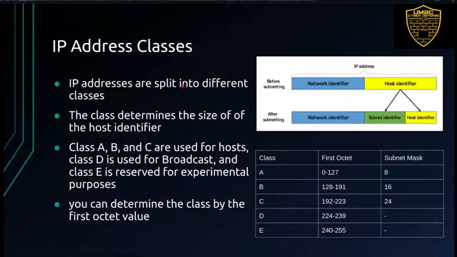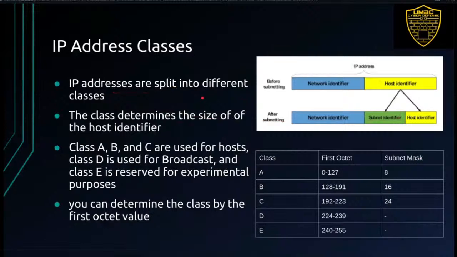IP addresses also have classes. This is just kind of the way it was designed. I'm not exactly sure why. The class determines the size of the host identifier, which is this. The host identifier is basically the part of the IP address that you are really concerned with. The network identifier is really just pointing to the network itself. Class A, Class B, and Class C are used for hosts. Class D is used for multicast, and Class E is reserved for experimental purposes. Who knows what that means?